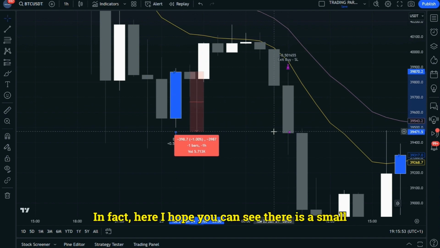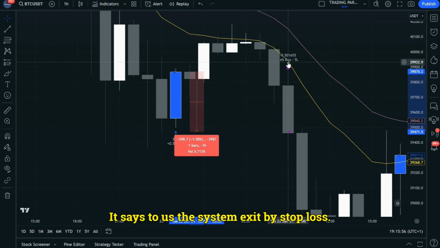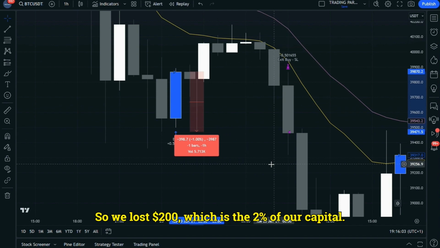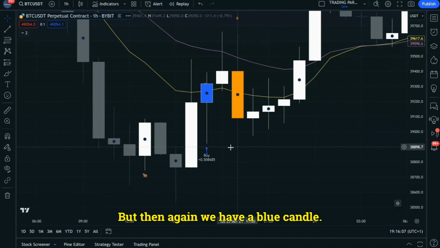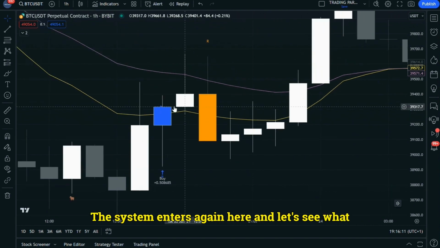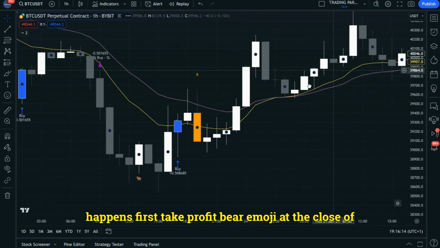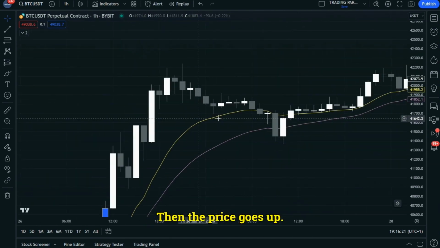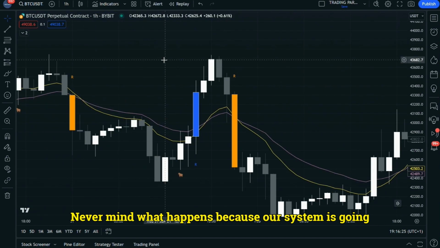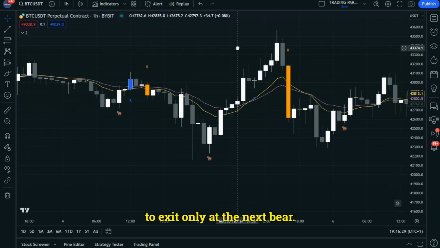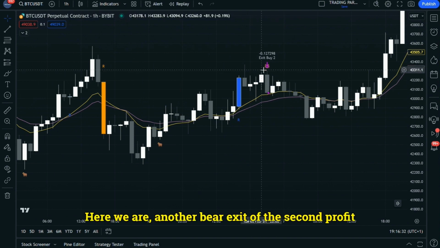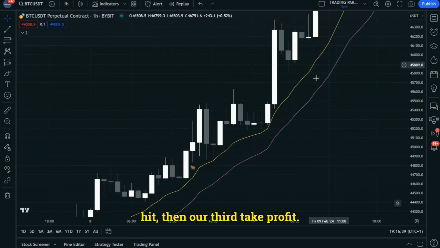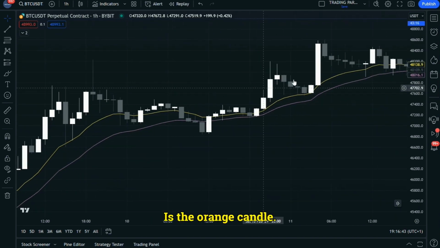In fact, here, I hope you can see it, there is a small arrow that tells us the system exits by stop loss. Our stop loss is hit, so we lost $200, which is 2% of our capital. But then, again, we have a blue candle, the system enters again here, and let's see what happens. First take profit, bear emoji at the close of the candle. Then the price goes up, never mind what happens, because our system is going to exit only at the next bear. Here we are, another bear, exit of the second take profit hit. Then our third take profit is the orange candle.